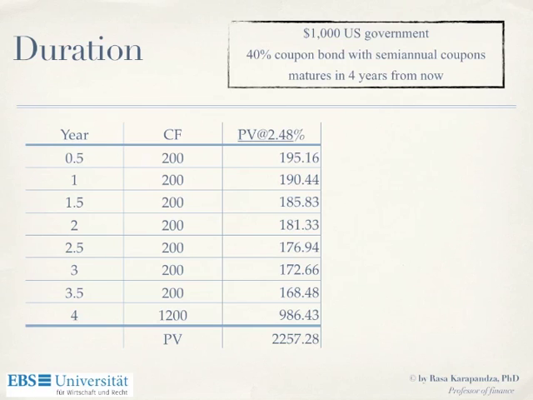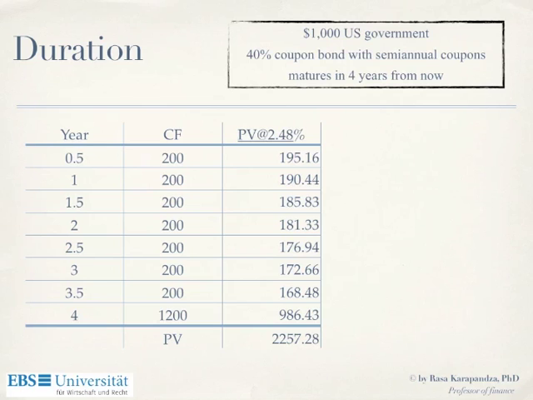Then what you receive in year 3 is 172.66. You get to this number by 200 divided by 1.0248 to the power of 6, not to the power of 3, because this is a semi-annual rate. I showed how to calculate the present value of this cash flow stream 2 slides back. So what's the idea? Now let's calculate how much each of these present values is.